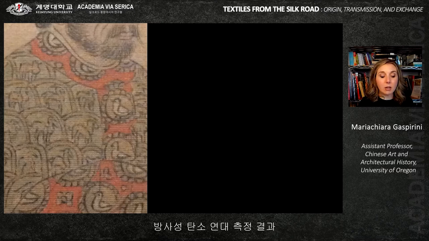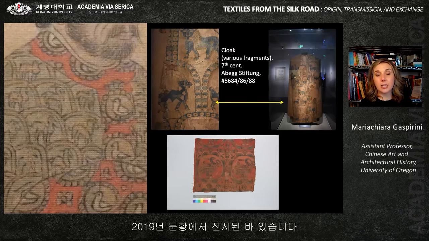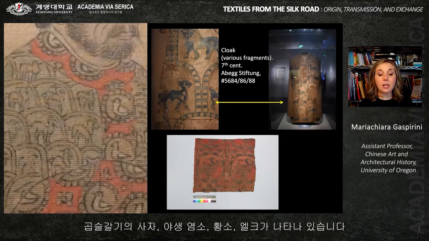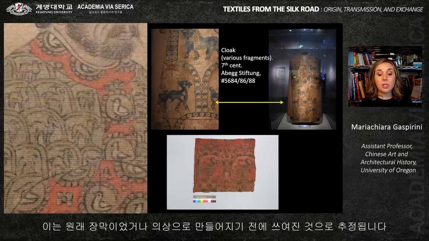A cloth made of this latter type, radiocarbon dated to the 7th century, now in the Abegg-Stiftung, was displayed in Dunhuang in 2019. It features Carolingian lions, ibexes, bulls, and elks. However, a Tibetan ink inscription has been found in the hem, which implies that it was written before the transformation of the fabric, perhaps originally hanging, into an outfit.